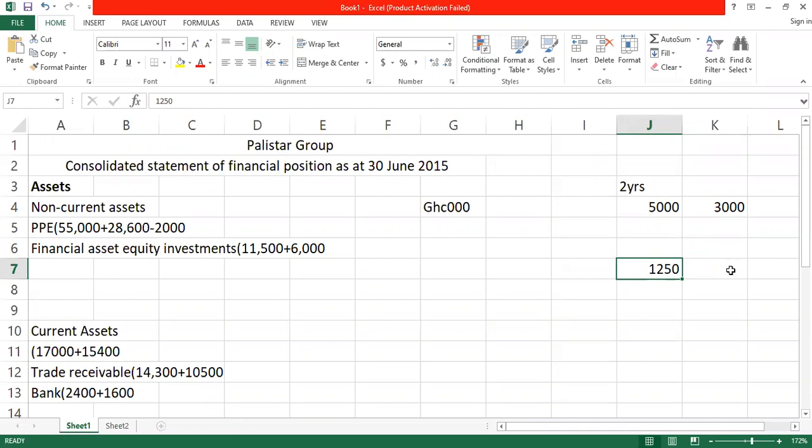All right. If you're using the new value, what will be the value there? What should have been the depreciation if you're using the 3,000? 750. So what have you done? It means that you have overcharged the depreciation by 500, isn't it?